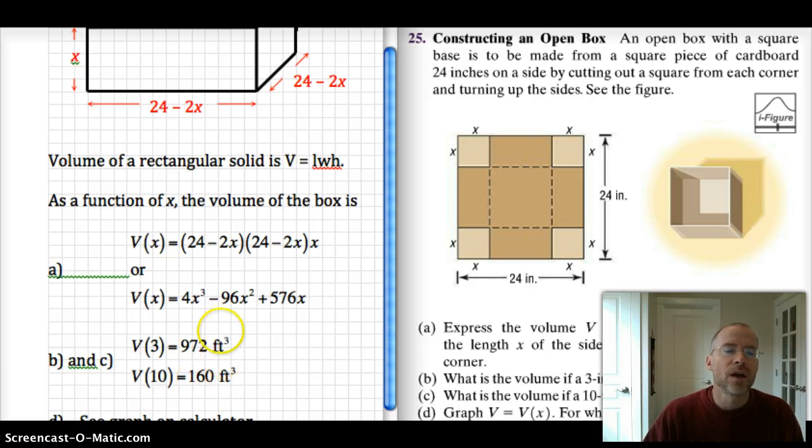Notice the units on here had better be feet times feet times feet. The dimensions are all in feet. Oops, they're all in inches.